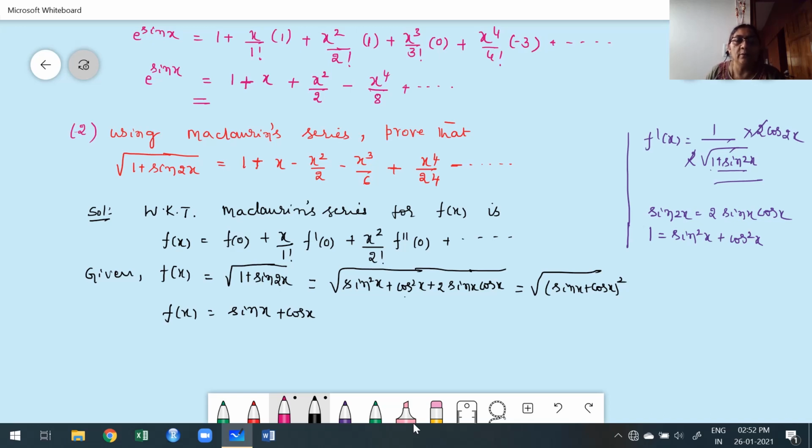Okay. Now I'm changing the given function, because the problem was the root. That's why. Okay. What is my f dash of 0? It is sin 0. What is my sin 0?